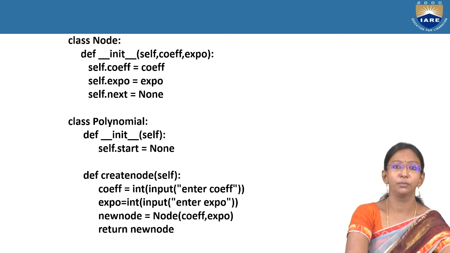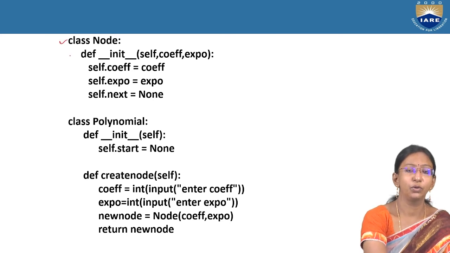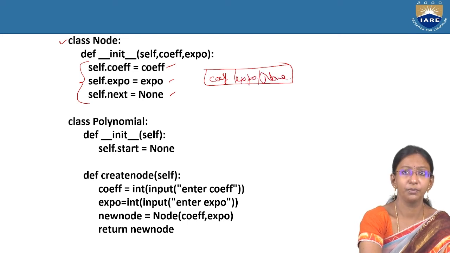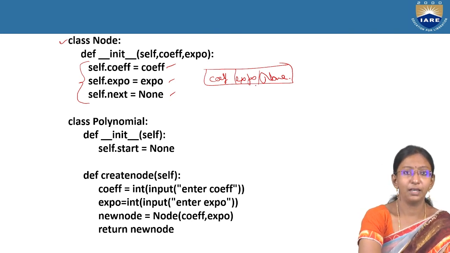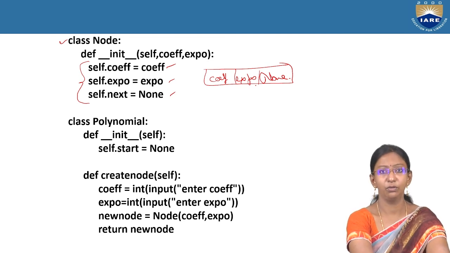This is simple code in Python to implement the same. Previously, to create a node, we had two member variables, but now its constructor has three: coefficient, exponent, and next. By default, when I create a node, it will have coefficient, exponent, and None, because it is not related to any other node yet. The next class will be the polynomial class, whose constructor will have the start node, which will hold the address of the first node, right?